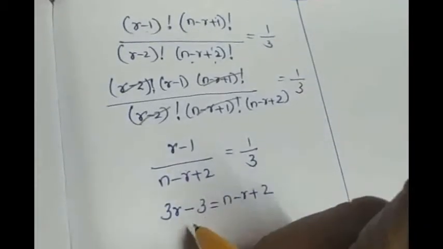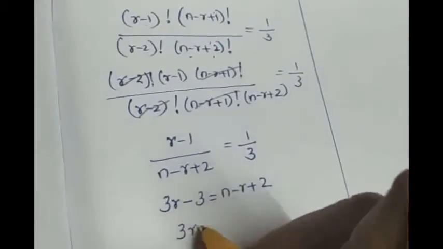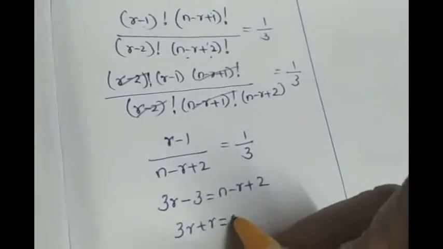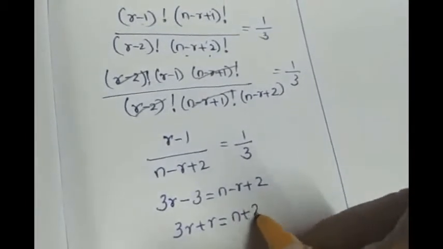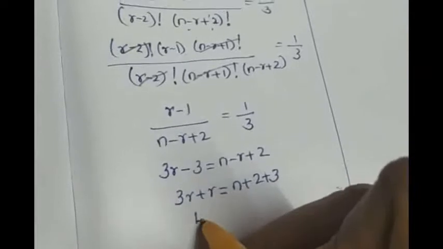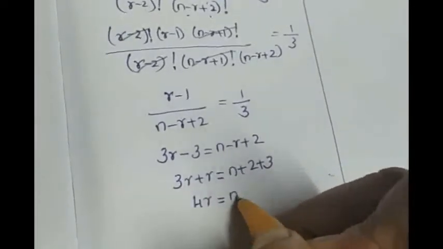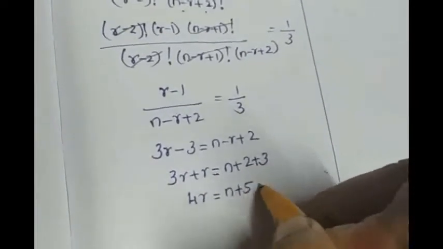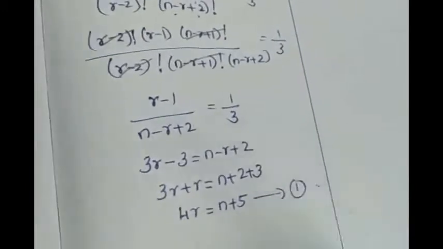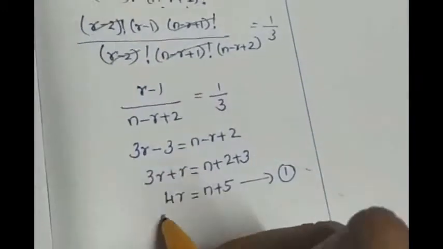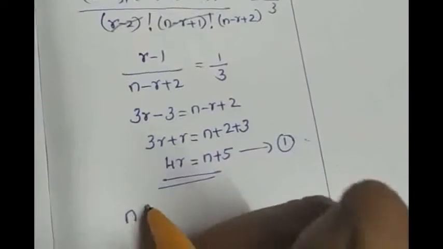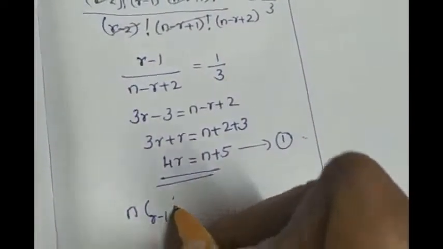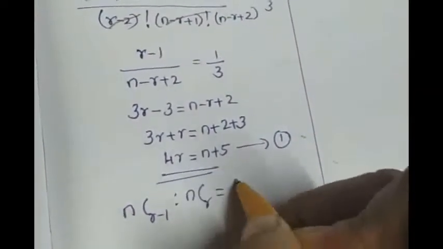Collect r to the left side. So what we get? 3r plus r is equal to n plus 2 plus 3. So we are getting 4r is equal to n plus 5. Let it be like this. Okay. Again take the next condition, next ratio. What was the ratio? nCr minus 1 is to nCr is equal to 3 is to 5.